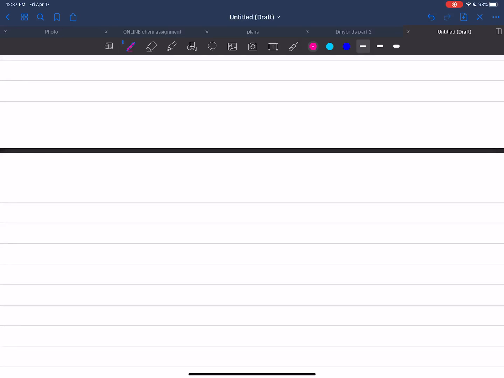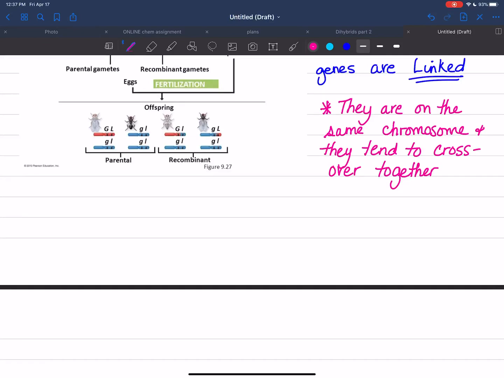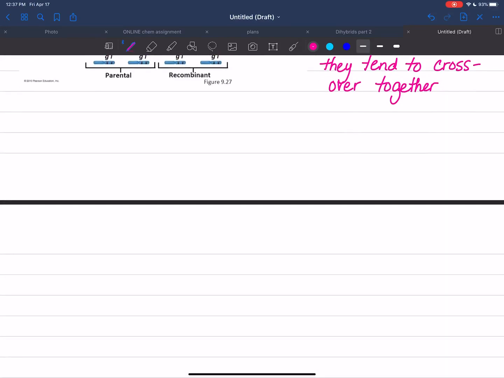But that's not the case, obviously, with eye color. But if they were linked, then the majority of the time what you would see is those two things together, and only very rarely would you see the other combinations. Okay, so they're on the same chromosomes and they tend to cross over together. Okay, so we're gonna go back to blue.